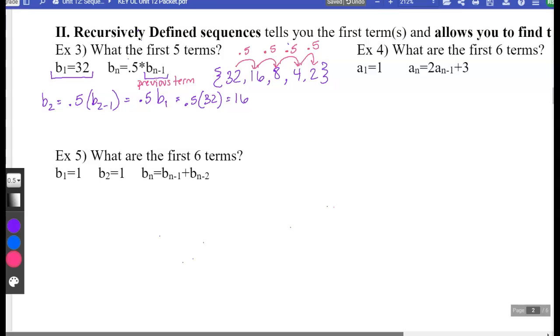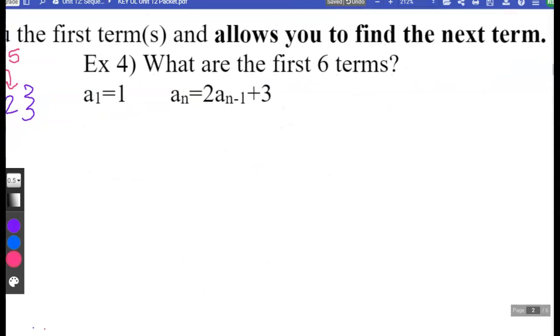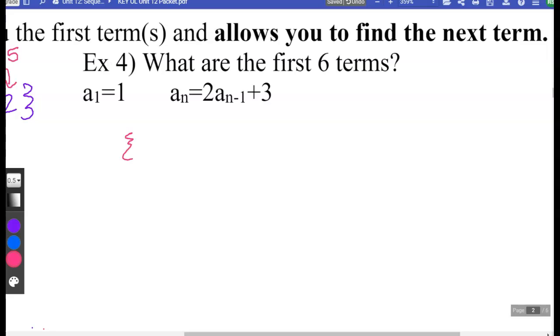All right, we'll do it again. We're trying to find the first 6 terms of this sequence, where it tells you a sub 1 is 1. Then we know a sub n minus 1 is the previous term. So we're taking the previous term, multiplying it by 2, and adding 3. So 2 times 1 is 2, plus 3 is 5.